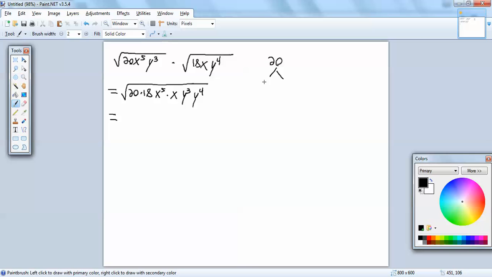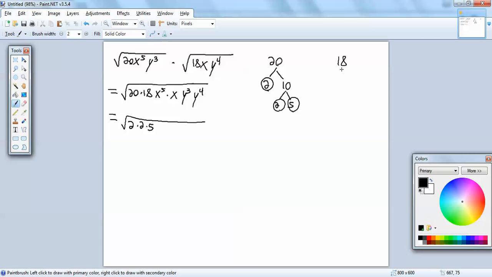Now 20, if I start with my first prime, which is 2, is divisible by 2. 2 times 10. 2's prime, so circle it. Now I go to 10. 10 is divisible by 2. 2 times 5. 2's prime and 5's prime, circle them. So we're going to have 2 times 2 times 5.